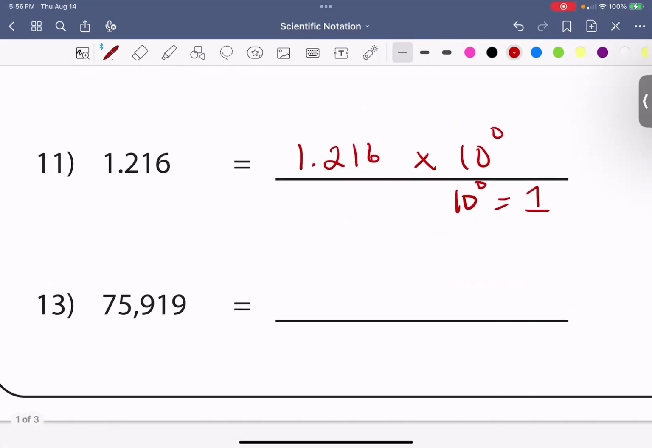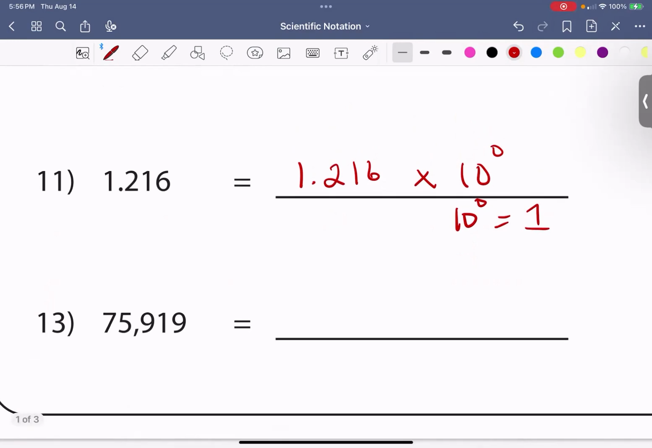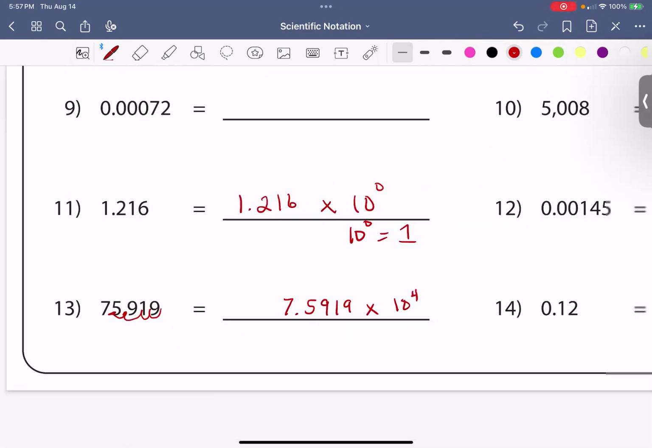Let's look at number 13. So we're going to start by the last whole number. So 1, 2, 3. Let's go back. I lost my count. 1, 2, 3, 4. So we move the decimal 4 times, and the remaining number is 7.5919 times 10 to the fourth.